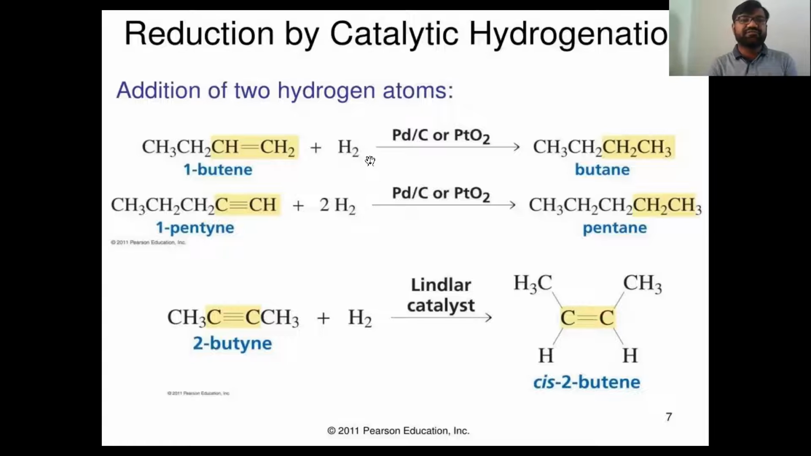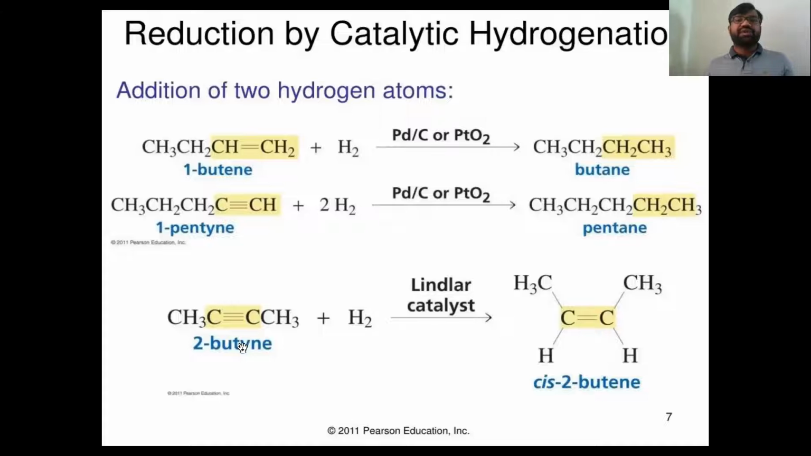Look at this reaction where 1-butene is added to hydrogen gas. It is forming butane. One pentyne, a carbon-carbon triple bond containing compound, reacted with hydrogen gas. This time not only one equivalent of hydrogen, but two equivalents of hydrogen are used. That is forming pentane.